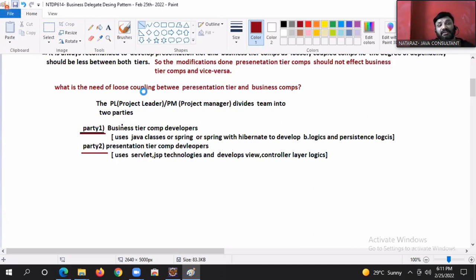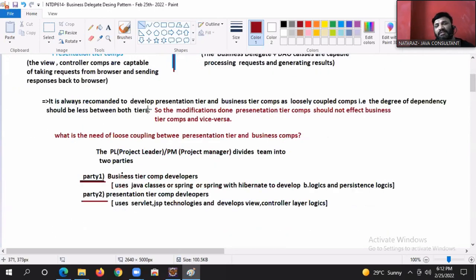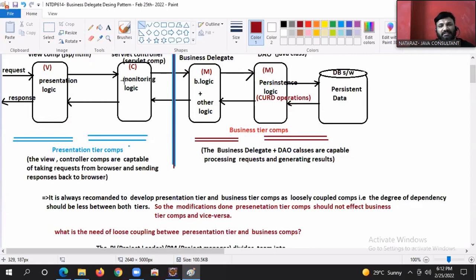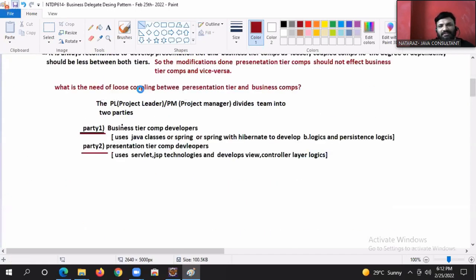Fine. Now tell me, since these two parties can work in parallel, a Servlet is also capable of taking requests, right? A Servlet is also capable of presenting responses. It is the presentation tier only, right? Does it contain any business logic? No. Yes, guys. Party one, party two.